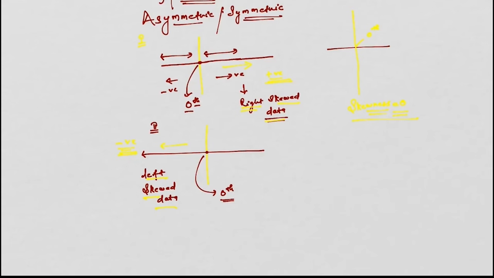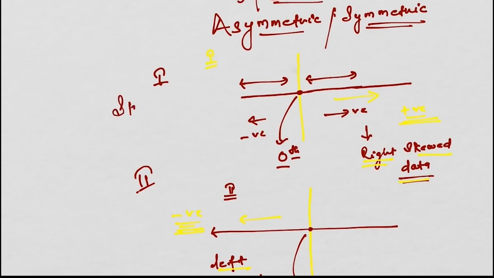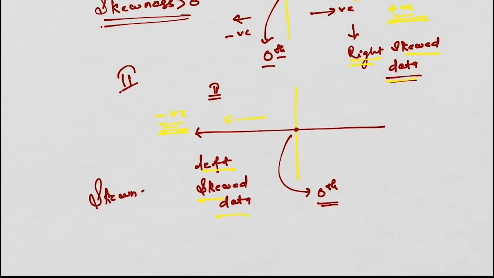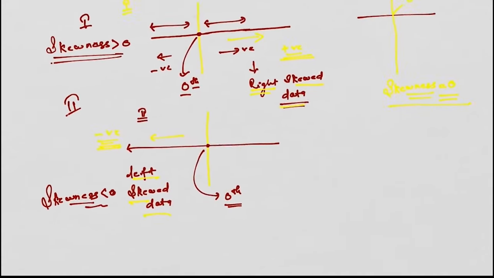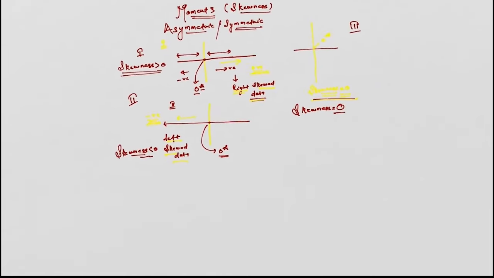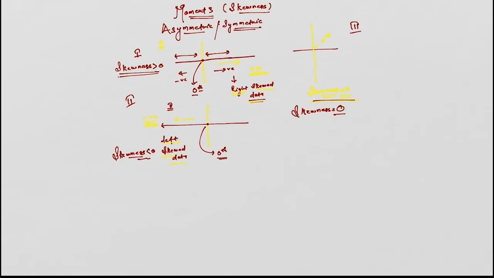Another question: if this is diagram number 1, diagram number 2 and diagram number 3, which diagram has positive skewness? This is positive skewness, so the value of the skewness would be greater than 0. It is right skewed data. Here the skewness value will be negative because it is left skewed data. And in this one, the skewness would be 0. So even without entering into the maths or calculation, we understood how to measure and describe the skewness in the data.